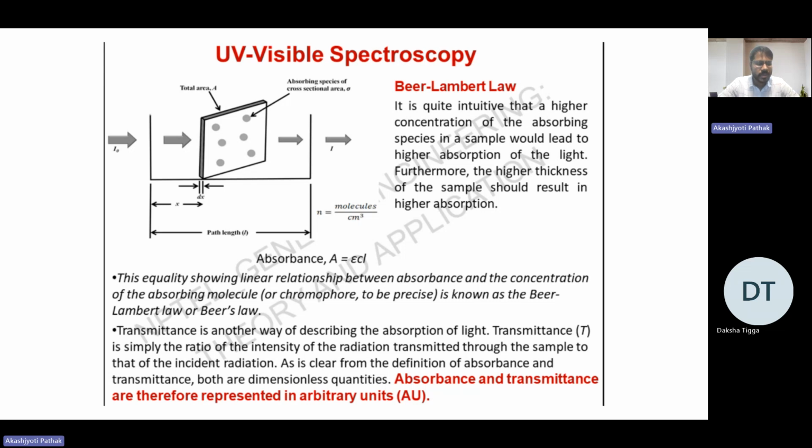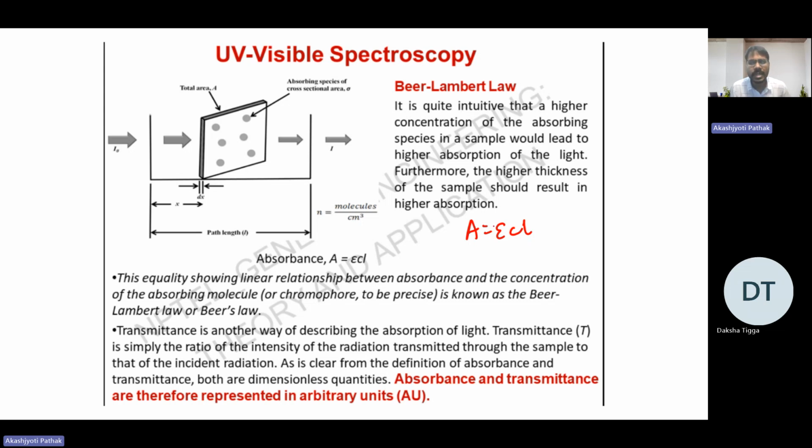Now, this UV visible spectroscopy follows the principle of Beer-Lambert's law. So what is the Beer-Lambert's law? It says that the absorption of a sample is directly proportional to the concentration of the sample. The more the concentration of the sample, the more will be the absorption. So what is the equation? That is absorbance equal to epsilon Cl, where epsilon is the molar extinction coefficient, C is the concentration of the sample, and L is the path length.